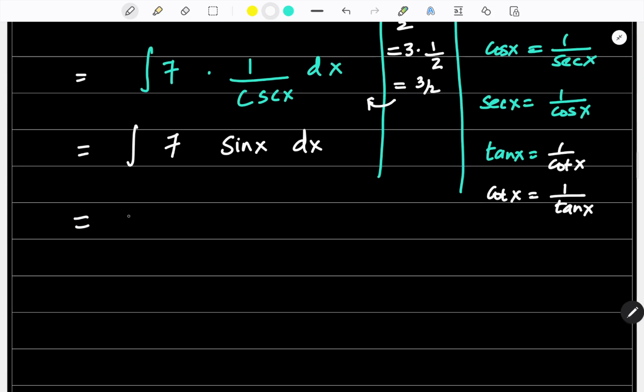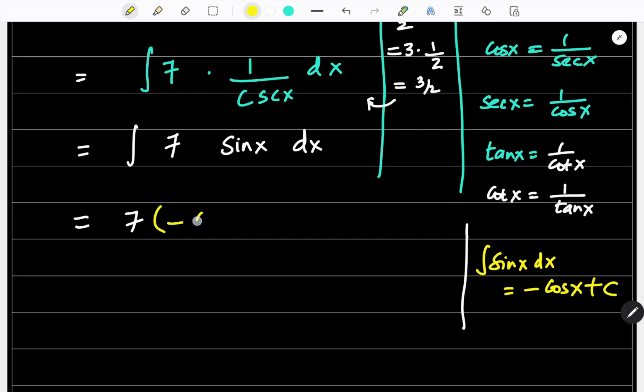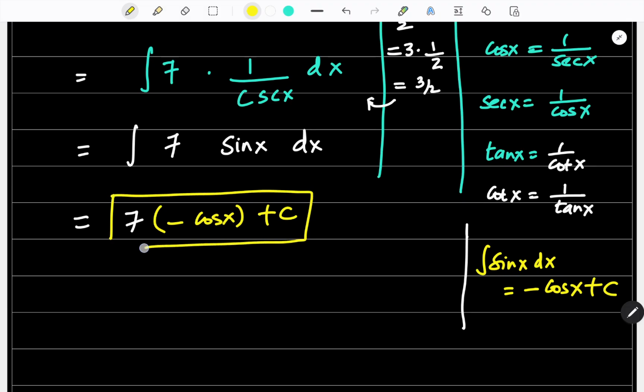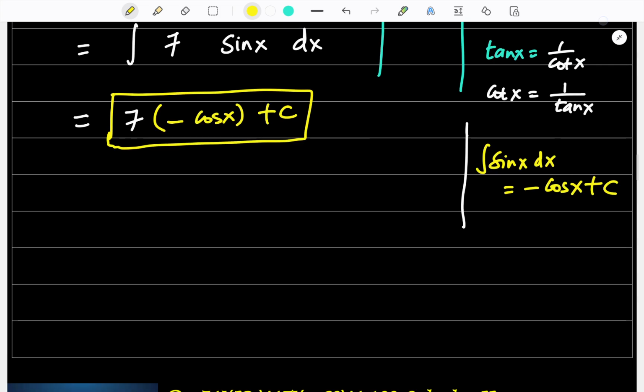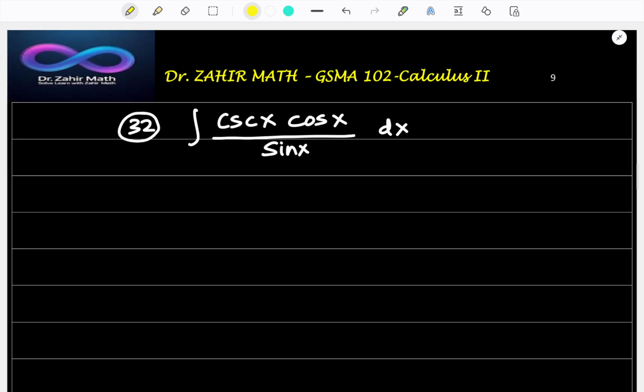So now 7 is a constant, right? And sin x integration, we studied in the last video. What is that? Integral of sin x dx is equal to negative cosine x plus integrating constant c. So this is negative cosine x plus integrating constant c. Clear, all of you? Right. Okay, let's go to the next question.